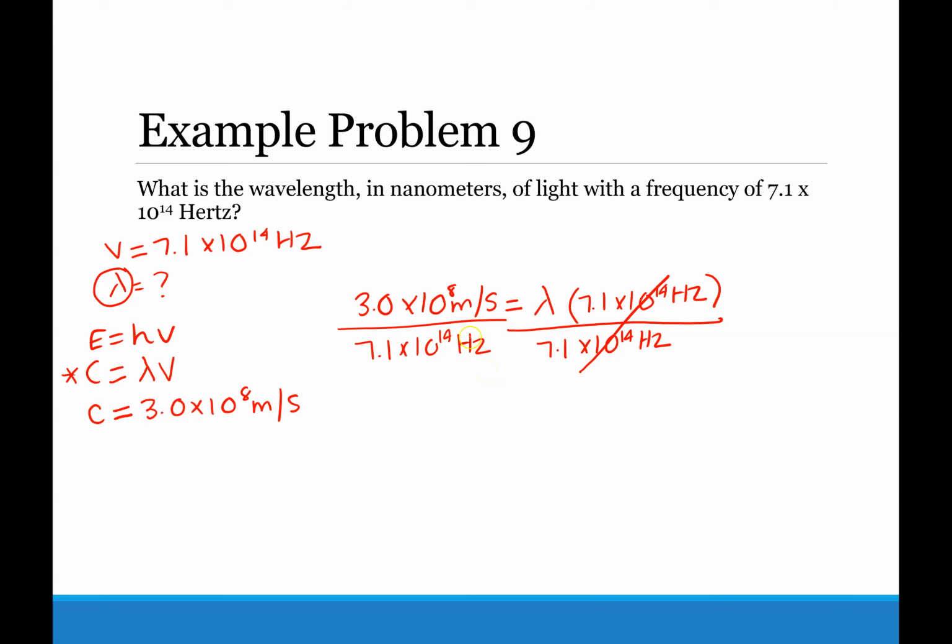And remember, another way to write the frequency is seconds to the minus 1. And so here you can see where seconds cancels and you're left in units of meters. So when you divide 3.0 times 10 to the 8 by 7.1 times 10 to the 14, you get that the wavelength equals 4.225 times 10 to the minus 7 meters.